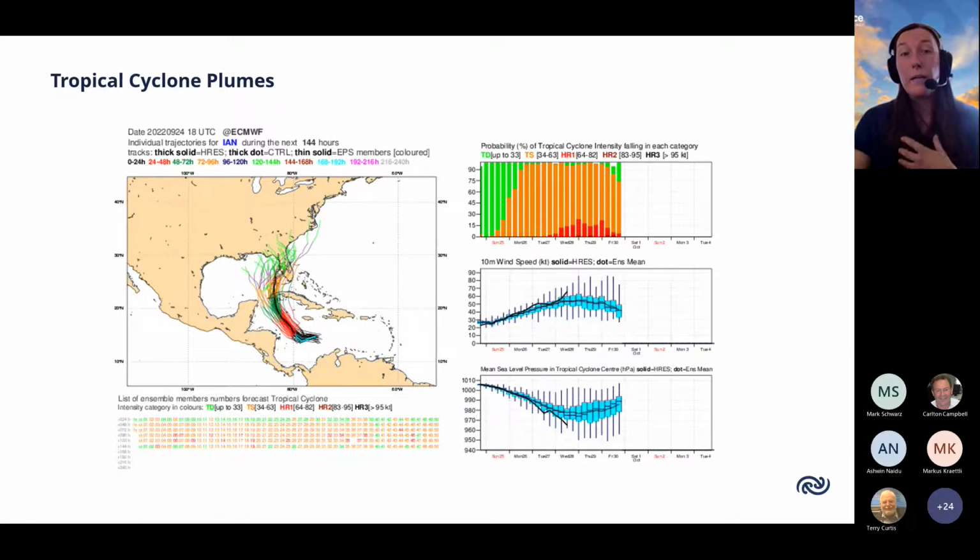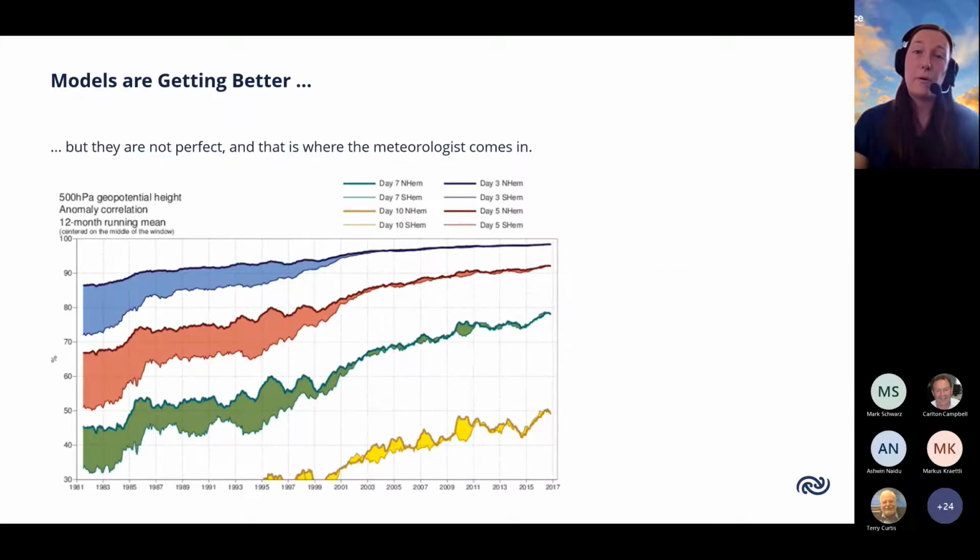So those are the main models that we use, and they are pretty good, but they're not perfect, and they won't always be, and that's where us as a meteorologist comes in. So this graph is from the EC website, the EC model, and what it's looking at is how good we are at forecasting, or I should say modeling, sorry, geopotential height throughout the years.